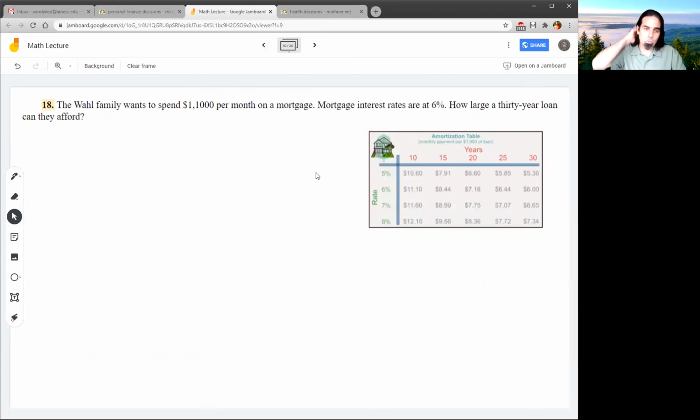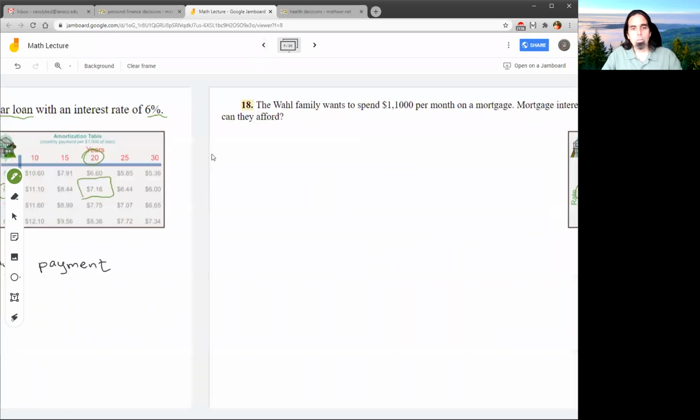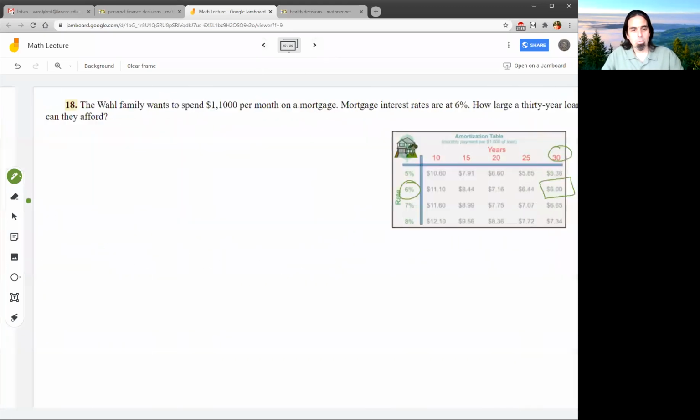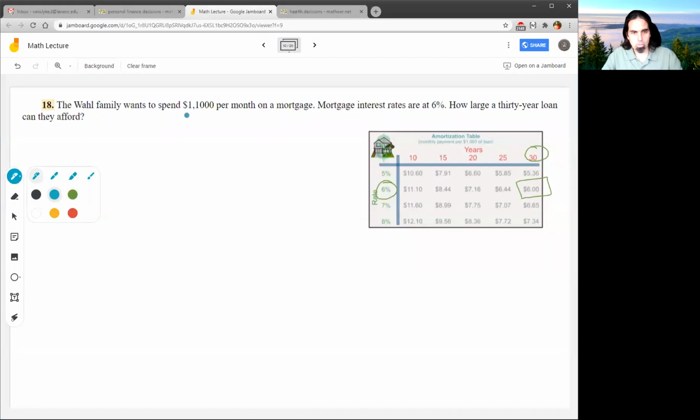Okay, so let's do it backwards. The Wall family wants to spend $1,100 a month. They want also a 6% and 30-year loan. So it's going to be $6 for every $1,000 of mortgage they can get. The opposite of multiplying from before is dividing. We're going to take their 1,100 and divide it by 6.